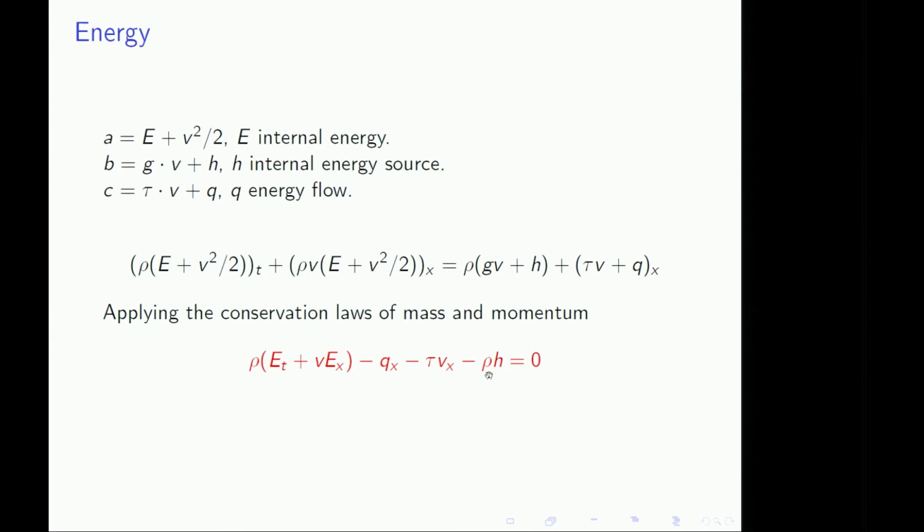You have the source term of internal energy source. You have the energy flow term. So these are the new terms coming from the conservation of energy.